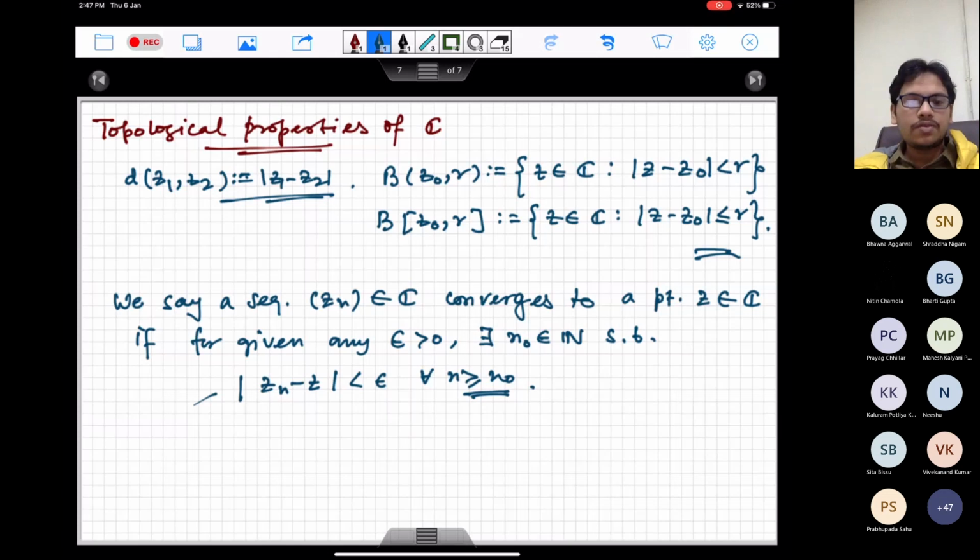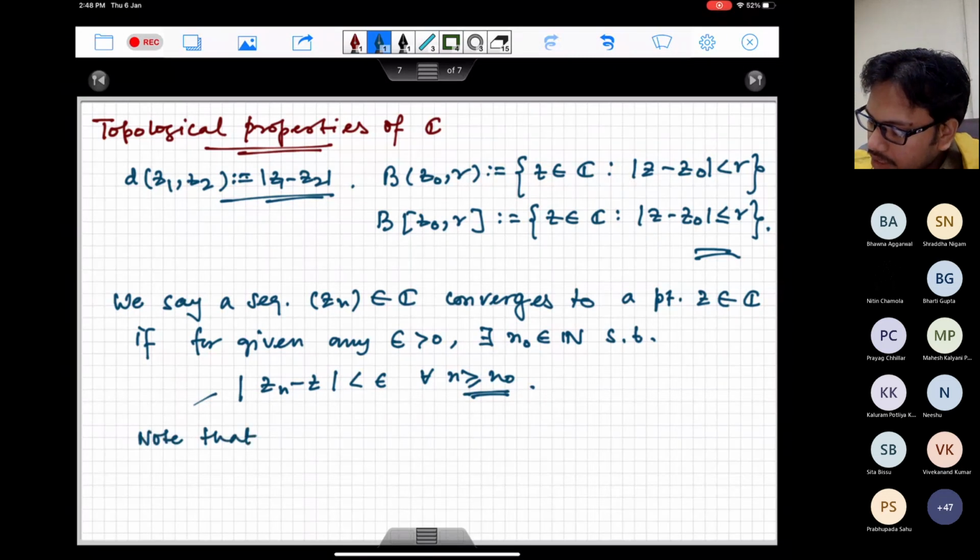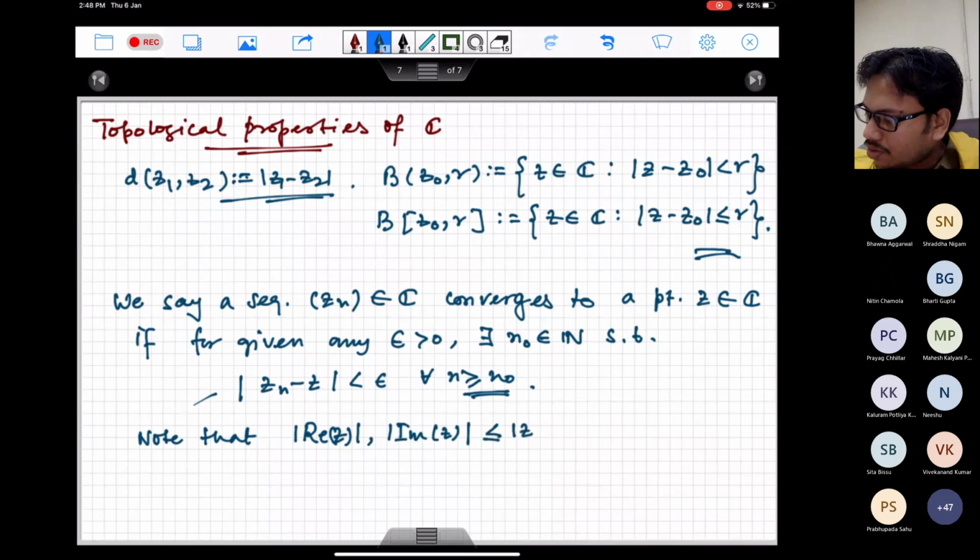Now what I wanted to say is that this problem of convergence of a sequence of complex numbers can actually be brought down to convergence of real sequences. How do we see that? We see this using the following inequality. Note that, tell me if you all agree to this or not, the absolute value of the real part of z and the absolute value of the imaginary part of z, both of these are less than or equal to mod of z.